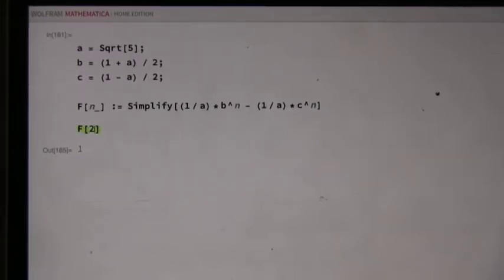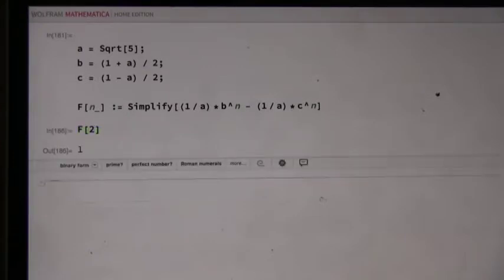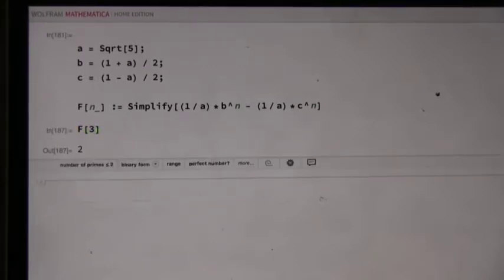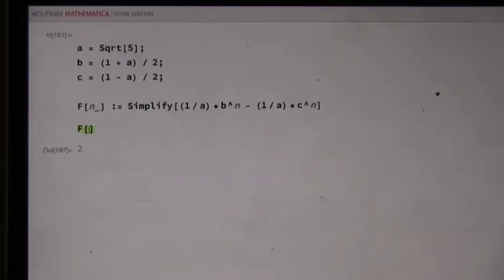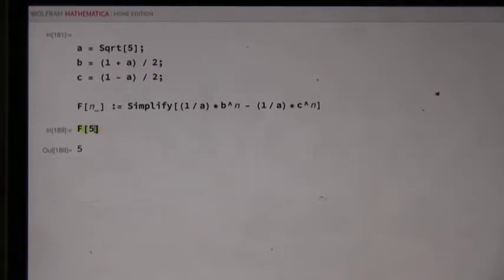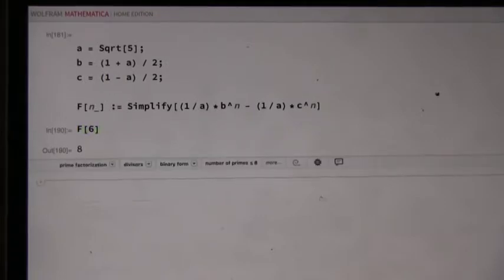So F2 should be? Also 1. Indeed. F3 should be 2. F4 should be 3. F5, 5. F6 should be 8. What is that? F7 is 13.